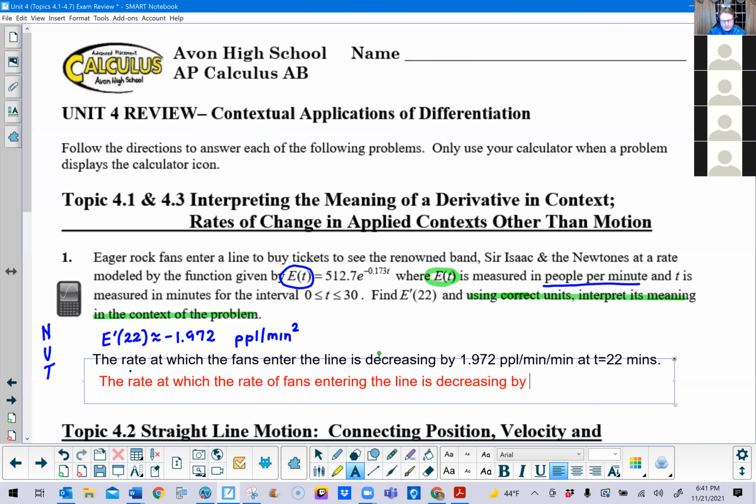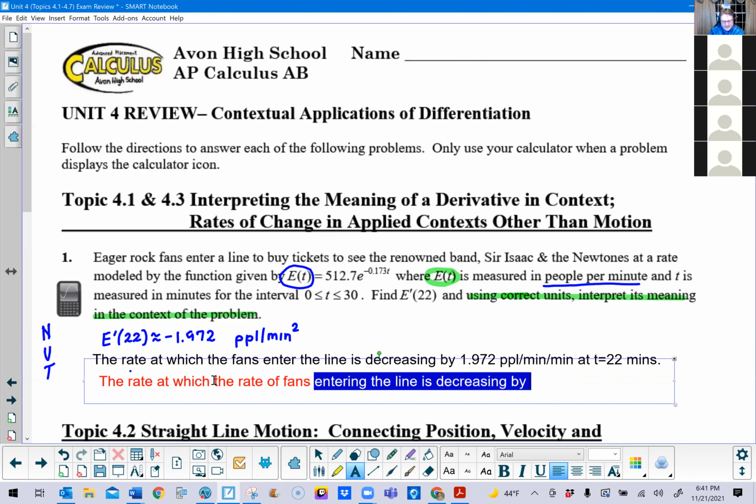The rate at which the rate of fans enter the line is decreasing by. The rate of the rate decreases. That's 3 derivatives. If you want to use the rate twice, let's make sure that we modify this, and we would say the rate at which the rate of fans are in line. That kind of sounds funny.